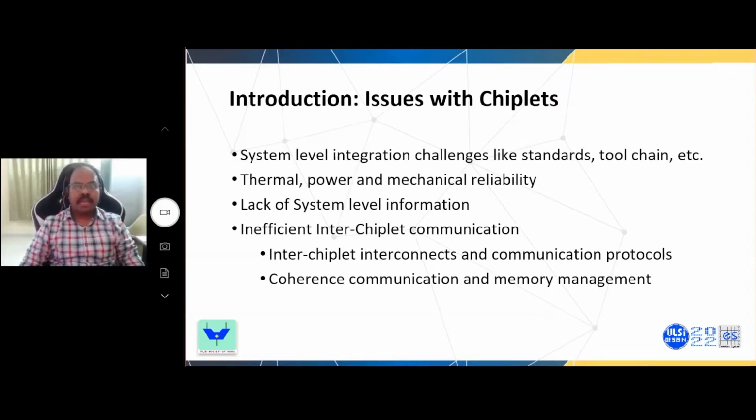And finally, coherence communication, which is the focus of this work, requires broadcast traffic to be sent across all the cores present across different dies, and receiving of acknowledgements from these different memories or different cores across different chiplets. This is the primary focus of the work, the coherence communication in chiplet architectures.